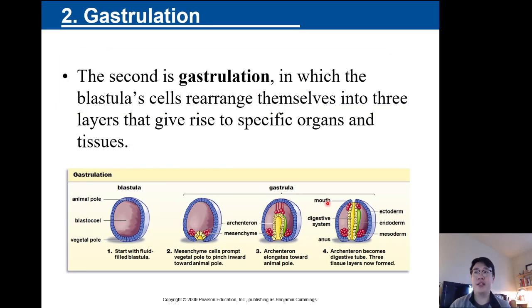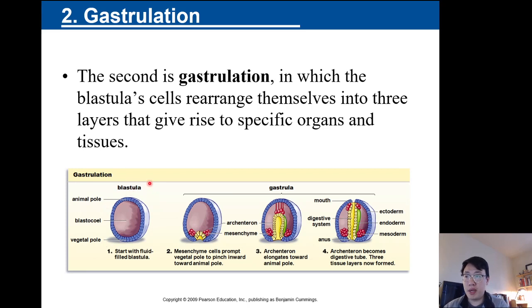The second phase is called gastrulation, in which the blastula cells rearrange themselves into the three layers that give rise to the specific organs and tissues. So there's going to be three specific types of cells during the process of gastrulation. You might have heard these three specific types of cells before. They're called the ectoderm, the endoderm, and the mesoderm. Those are the three different types. Let's just look at the visual representation right here.